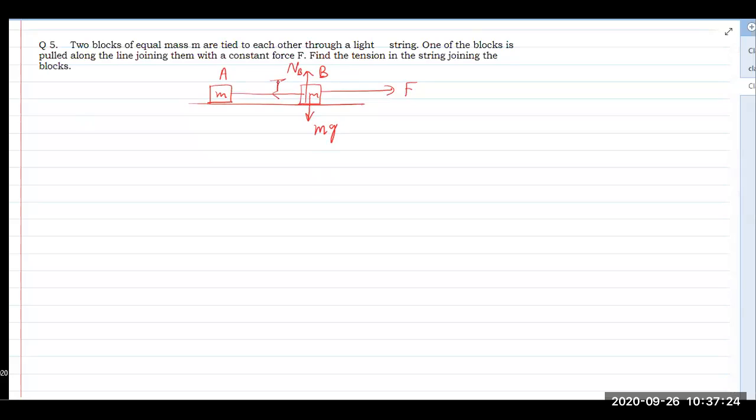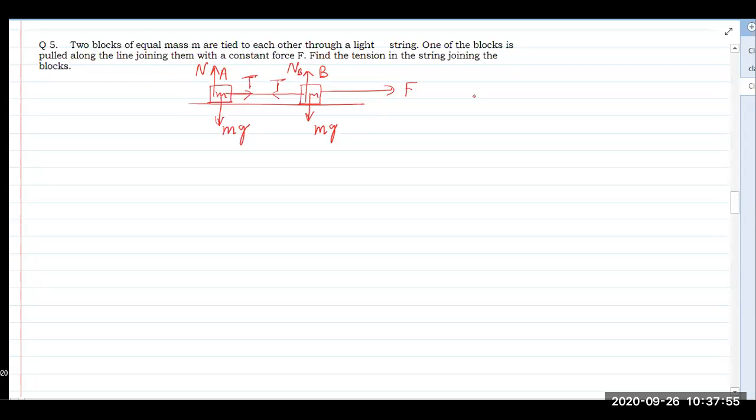So for B, these are the forces. For A, Mg downward, normal upward, and only tension rightward. So these are only three forces. There is no friction; nothing is written about it being kept on a surface. Actually, this experiment is in space, so you don't even have to consider gravity. It is just two objects pulled with a force.